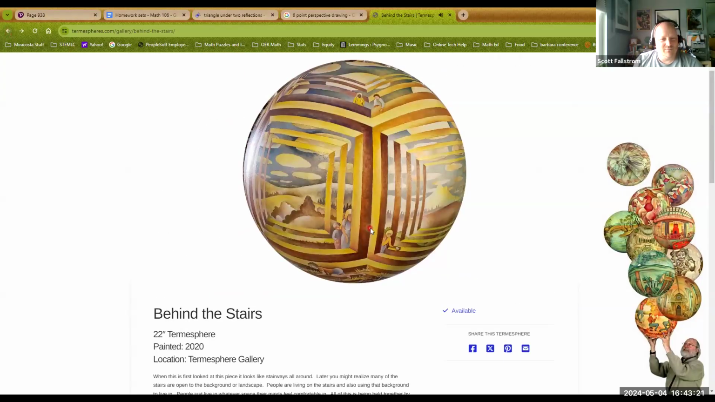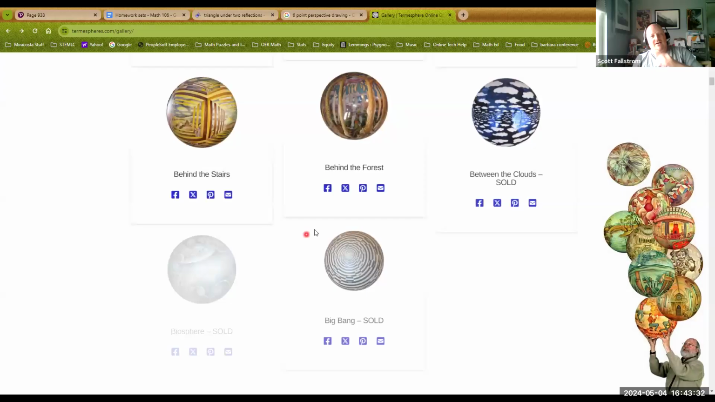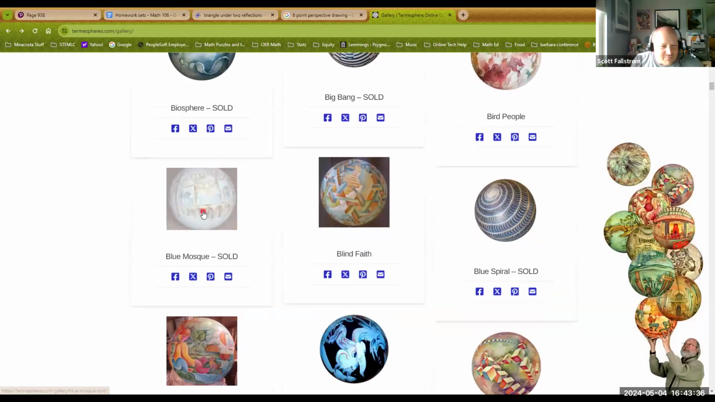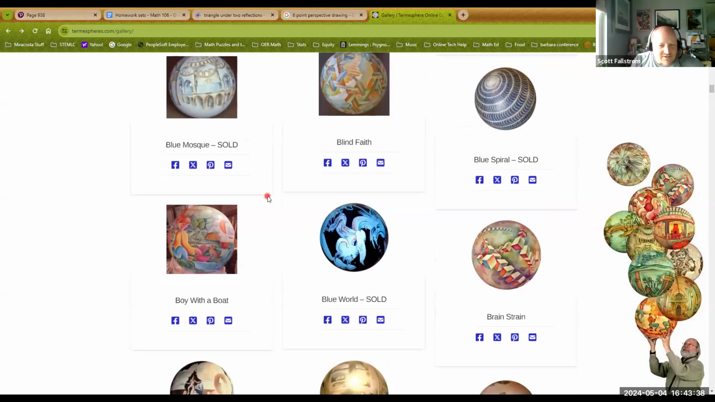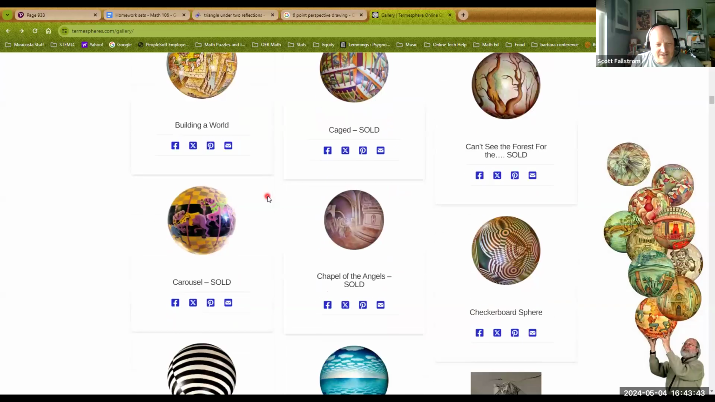He did some with a gallery, where he did some that were like real life. This one is obviously made up. Let's see if I can get back to his gallery. Man, that is pretty cool, huh? I know. This is a blue mosque. So he actually traveled to some of these places and then he created them.